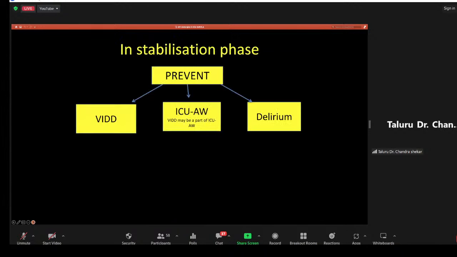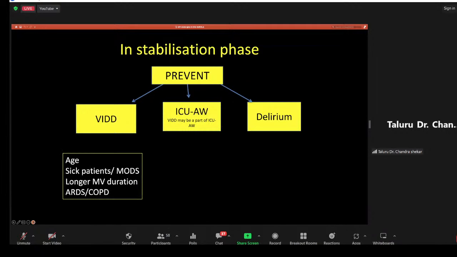So in the stabilization phase, along with the disease management, we must prevent any decrease in the physiological reserve, which may be because of ventilator-induced diaphragmatic dysfunction, ICU-acquired weakness, or delirium. So this is all about prevention. And you should remember, God has created the diaphragm not to rest at all. Even if it rests for a minute or two or three minutes, we are going to increase our carbon dioxide and stimulate the breathing, right? So you cannot keep it quiet for days together, and it doesn't know how to keep quiet.